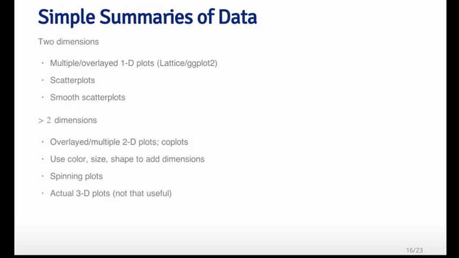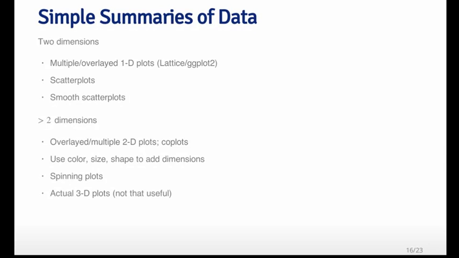Then you have to get a little bit more clever in terms of how you present the data, because one possibility, of course, is actual 3-dimensional plots, where you might need a set of 3D glasses to wear them. These are usually not that useful, but I have seen them. You can have spinning plots, which allow you to move the data around in 3 dimensions. These can be useful sometimes.